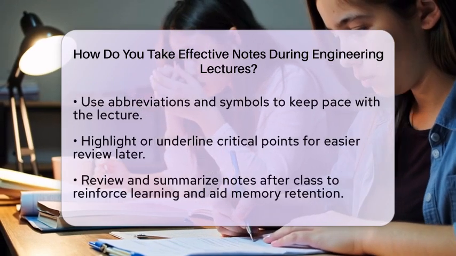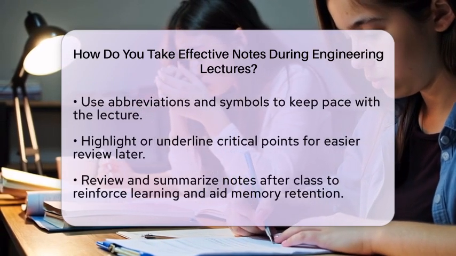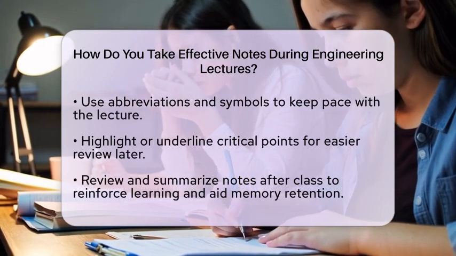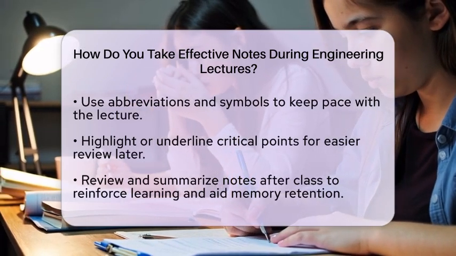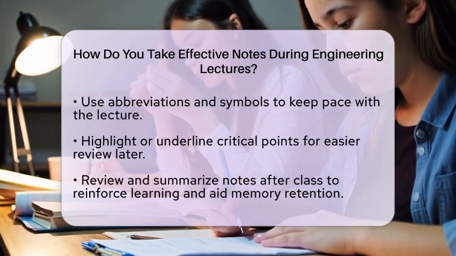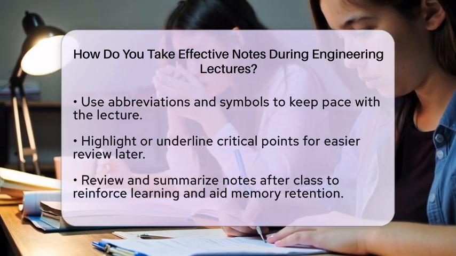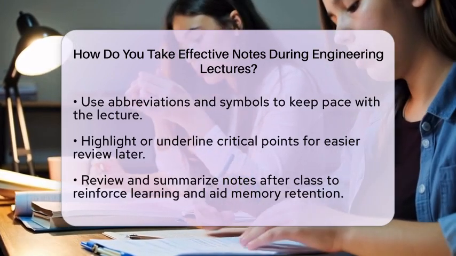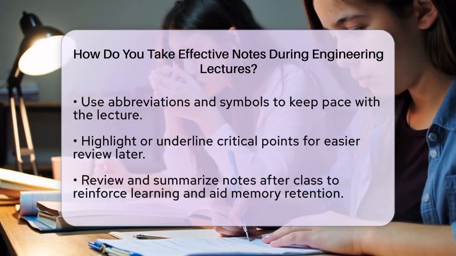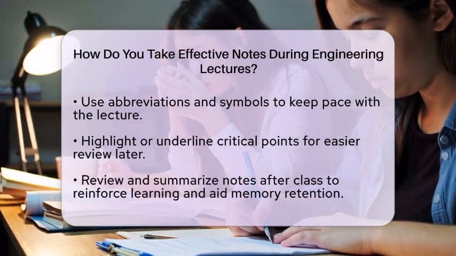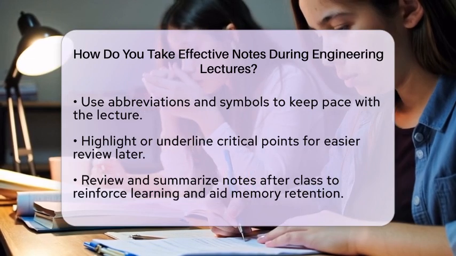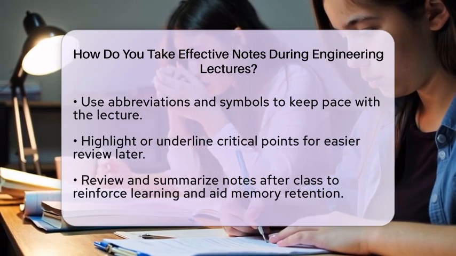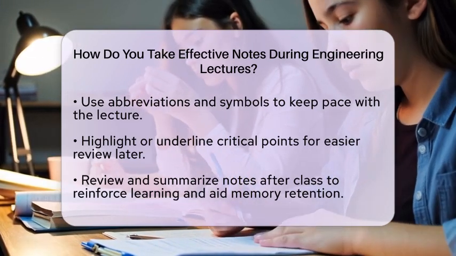After the lecture, take a moment to review and summarize your notes. If you use the Cornell method, fill in the left column with key points or potential exam topics. Write a brief summary of the main ideas in your own words. This step reinforces what you learned and helps with memory retention. If there are any unclear points, consult textbooks or online resources to clarify them.